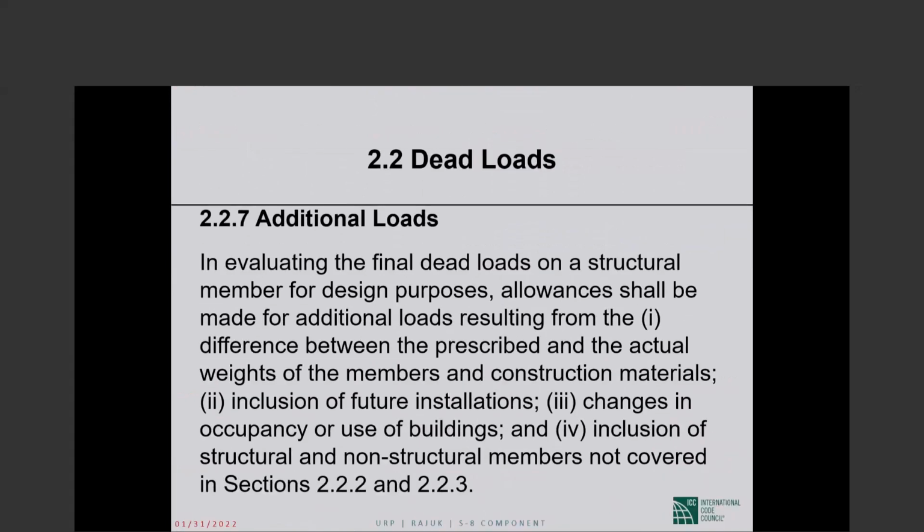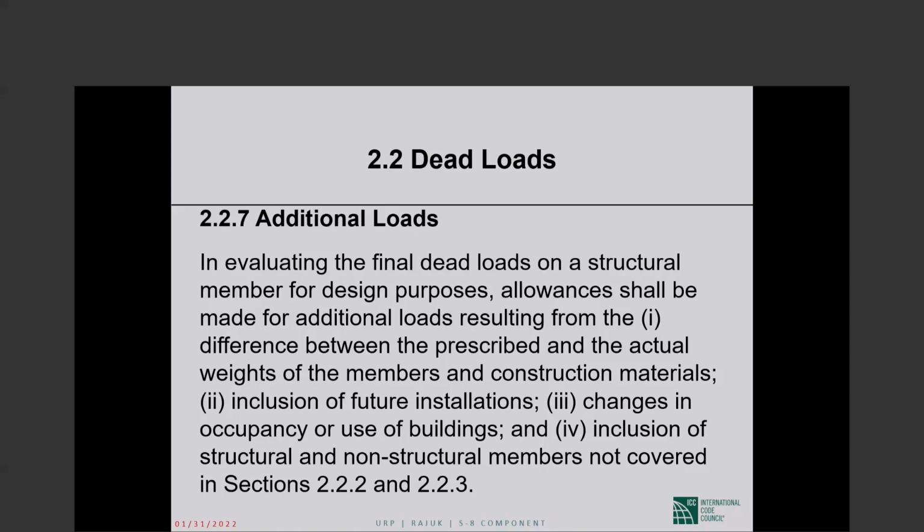Then there are these additional loads in evaluating the final dead loads on a structure. This again I find a little bit problematic. It is in the BNBC. I think the thought is admirable, but I do not believe that this is common practice. In evaluating the final dead loads on a structural member for design purposes, allowances shall be made for additional loads resulting from difference between the prescribed and the actual weights of the members and construction materials.